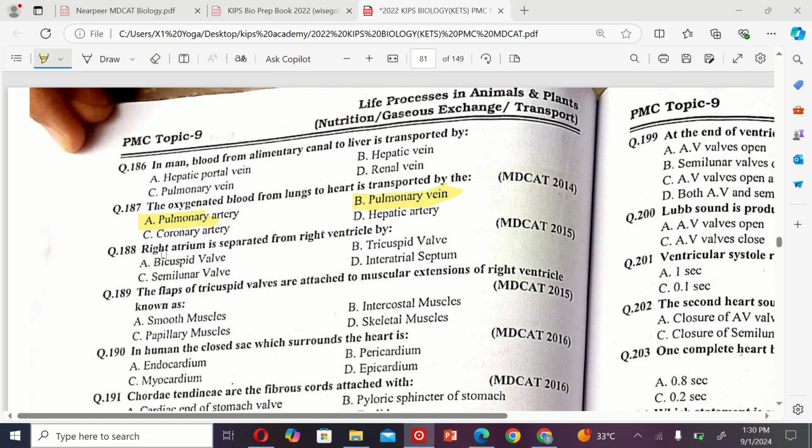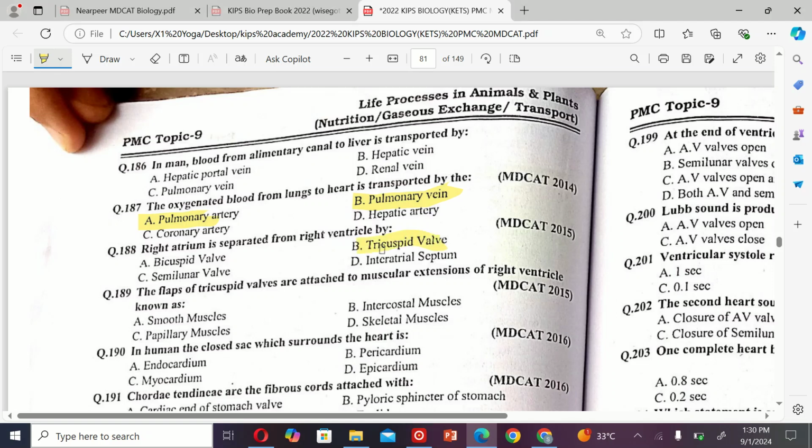The next MCQ is: right atrium is separated from right ventricle by A. Bicuspid valve, B. Tricuspid valve, C. Semilunar valve, and D. Anterolateral septum. So the correct option is B.